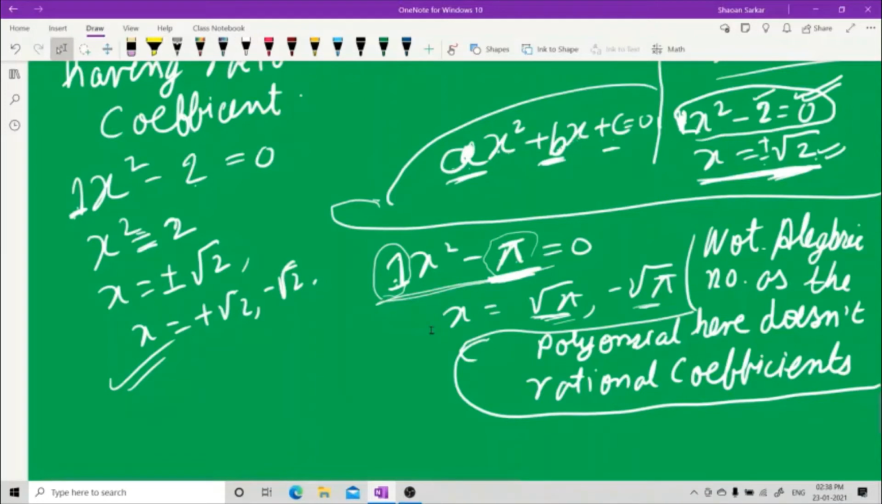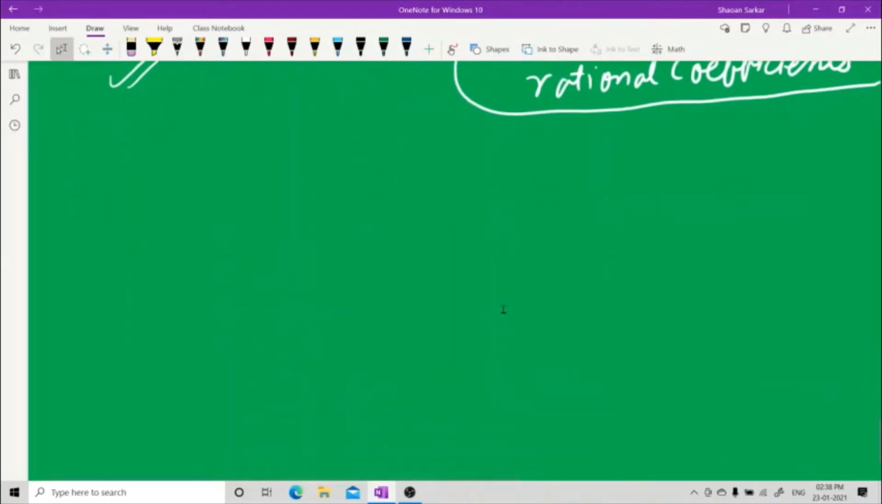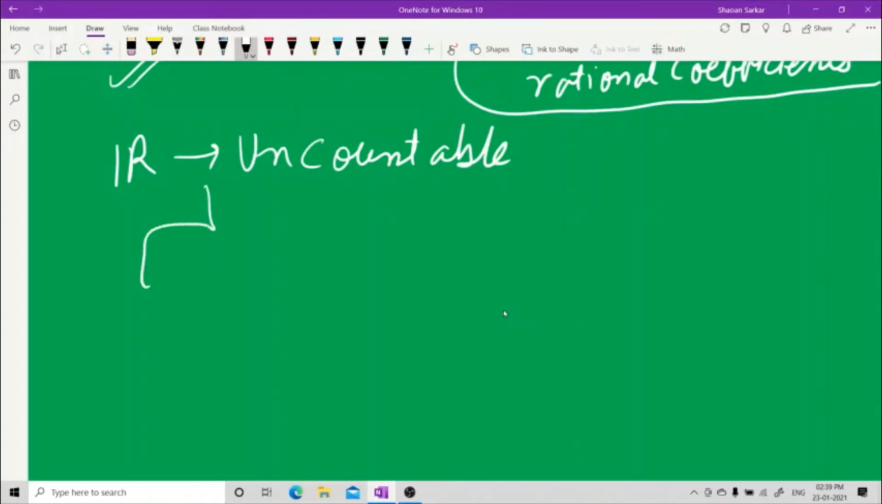So now come to real numbers. Let's understand real numbers. Real numbers are also uncountable. Let us see why. Because real numbers contain rationals which are countably infinite. Within a minute, I'll explain what is countably infinite and countably finite.